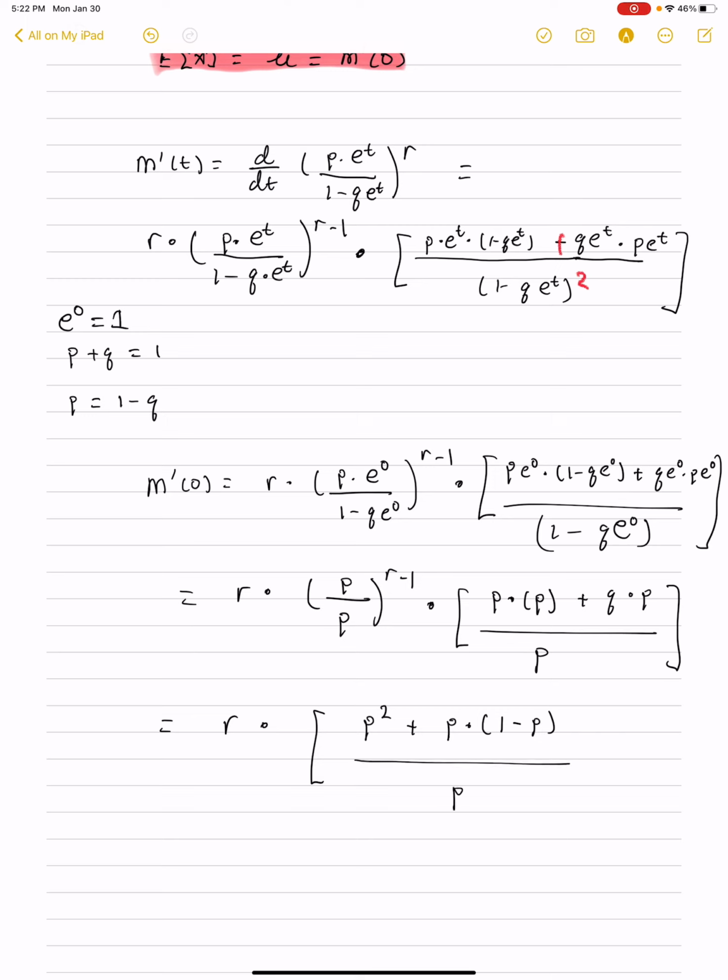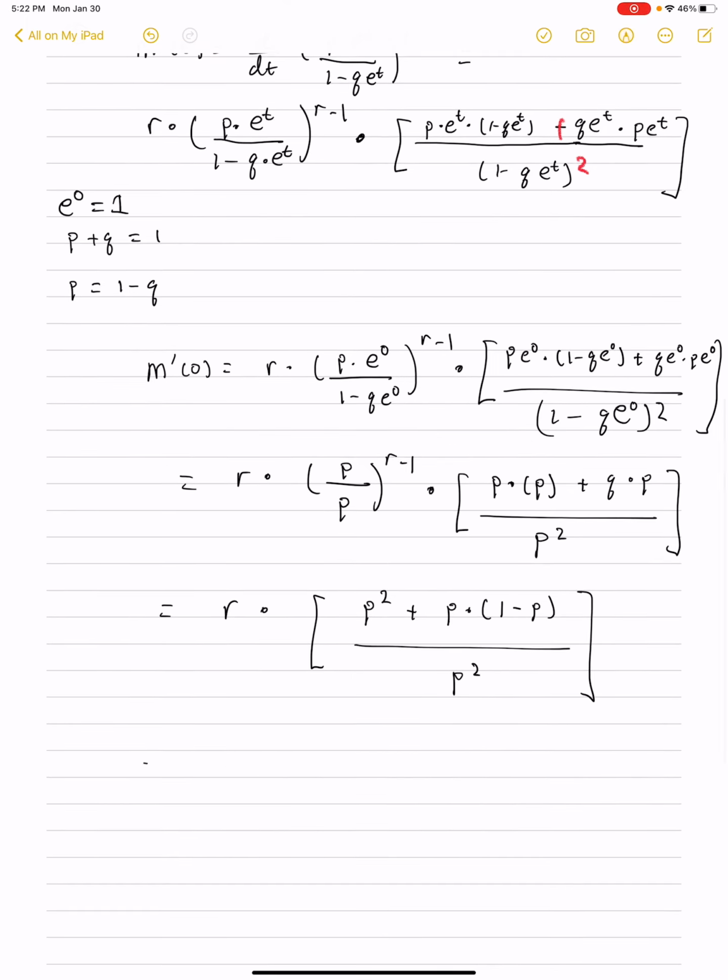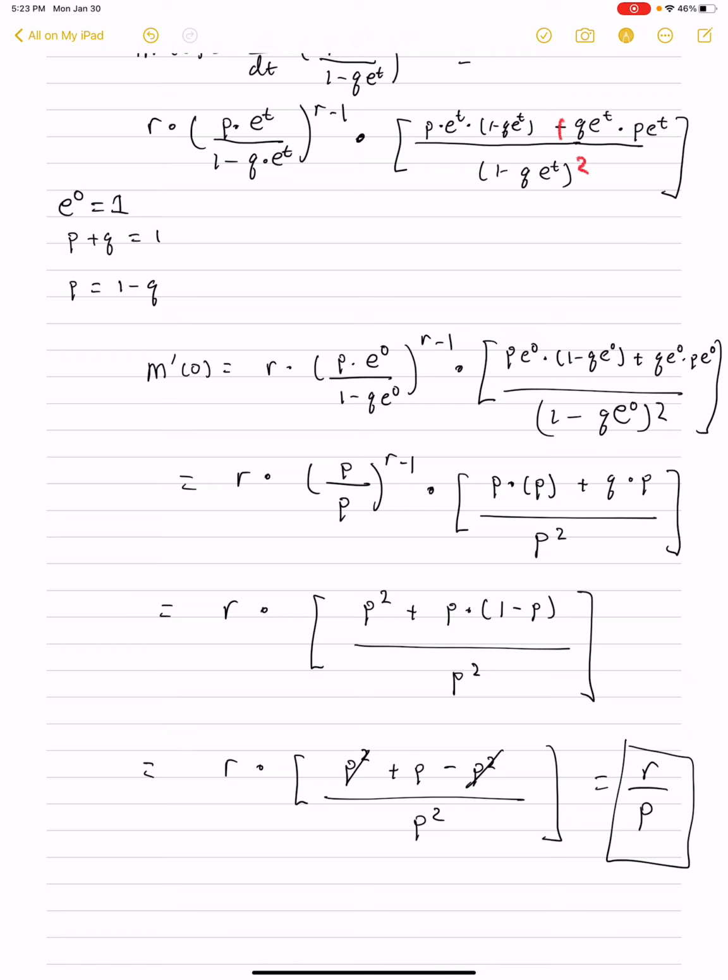divided by p. And I apologize, there is one typo. The denominator here needs to be squared, right? So we need to square that. My apologies. So this will be r times, well, p squared plus p minus p squared, divided by p squared. And then finally, this will simplify to be r over p. Okay, and that is the expected value.